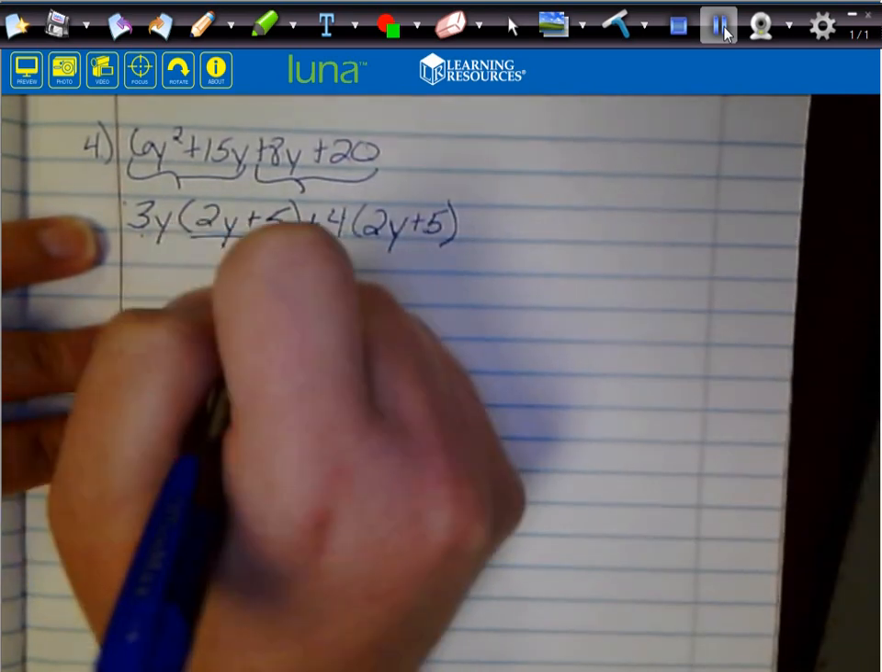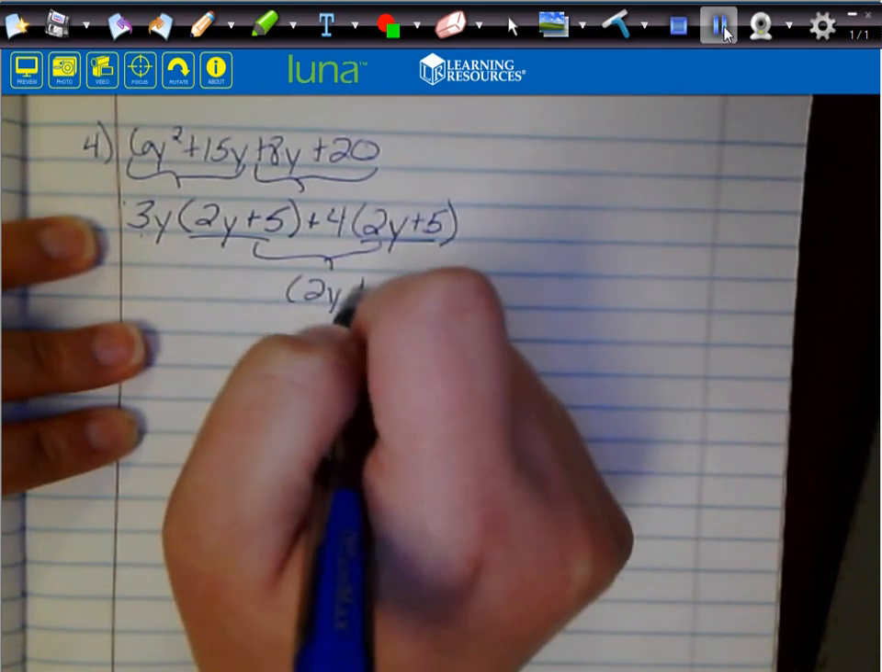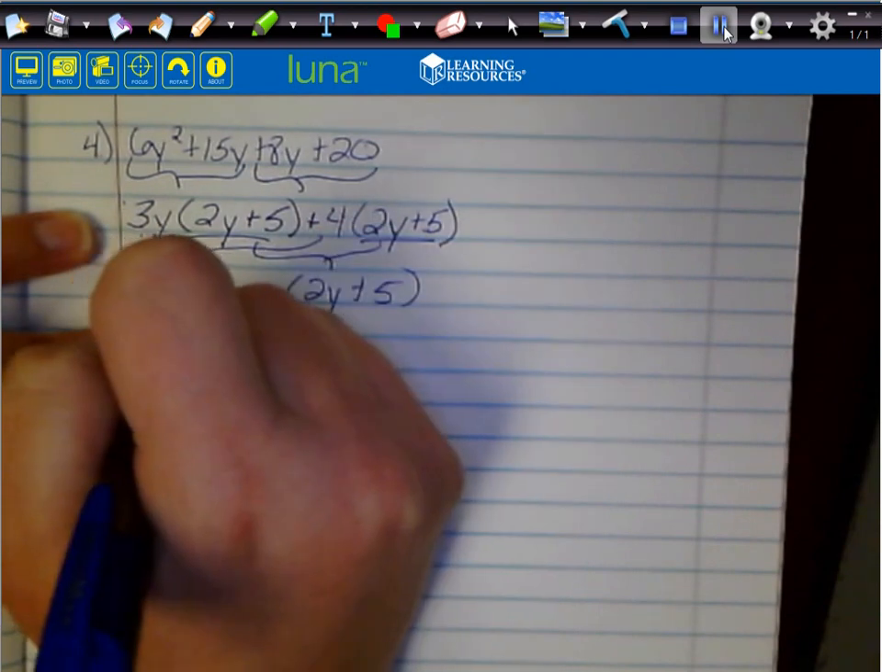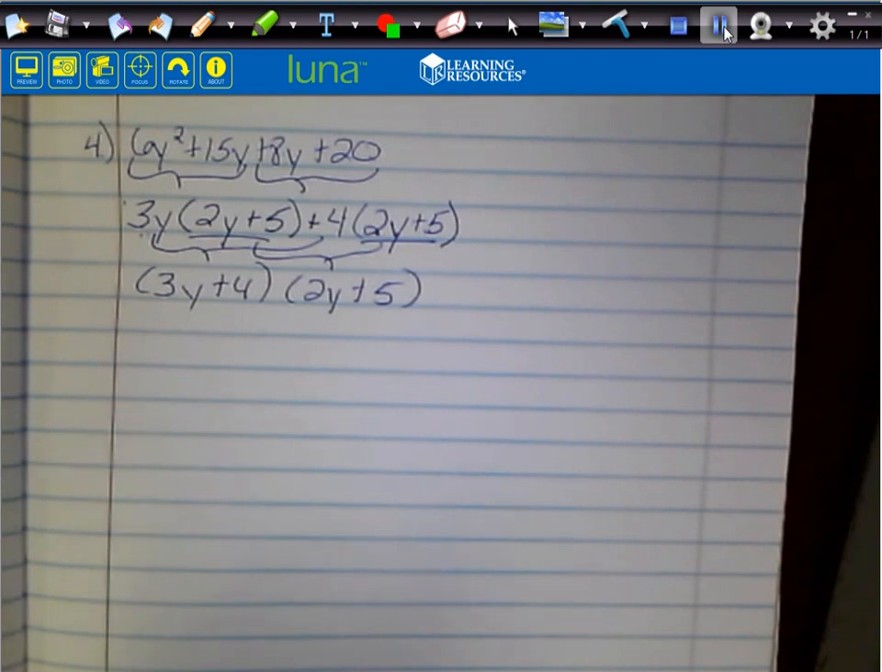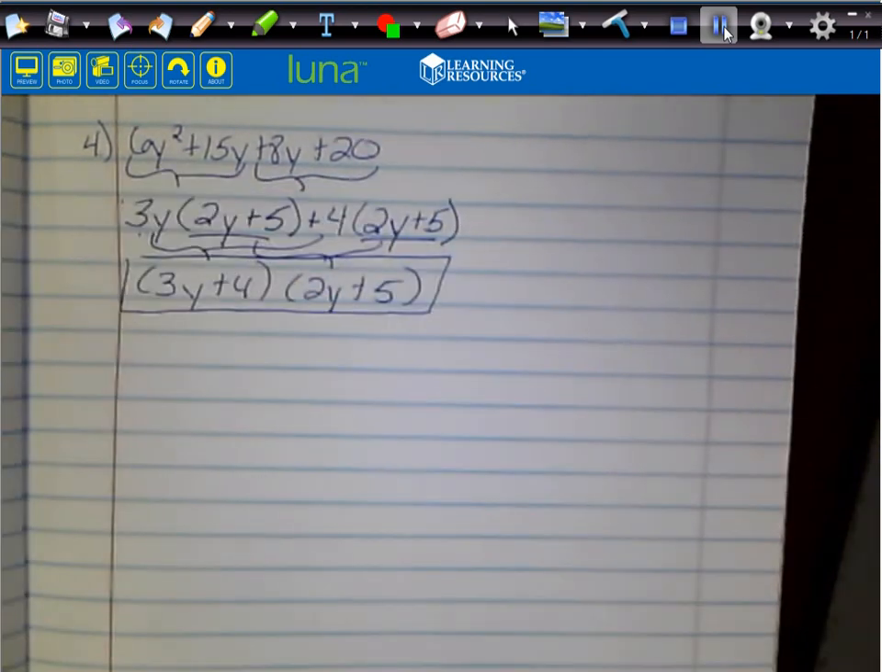So again, I got exactly the same thing in the parentheses, so we're going to bring that down for one of our sets of parentheses here. What's on the outside goes in the other set of parentheses, so 3y plus 4. So our answer that we factored it into is 3y plus 4 and 2y plus 5. Make sure you have all of that written before you move on.